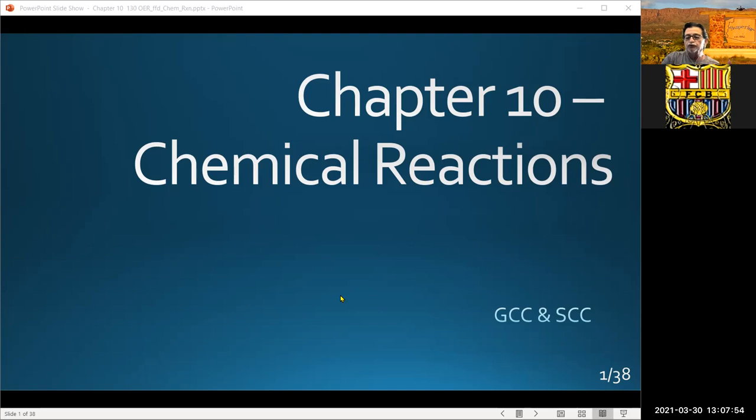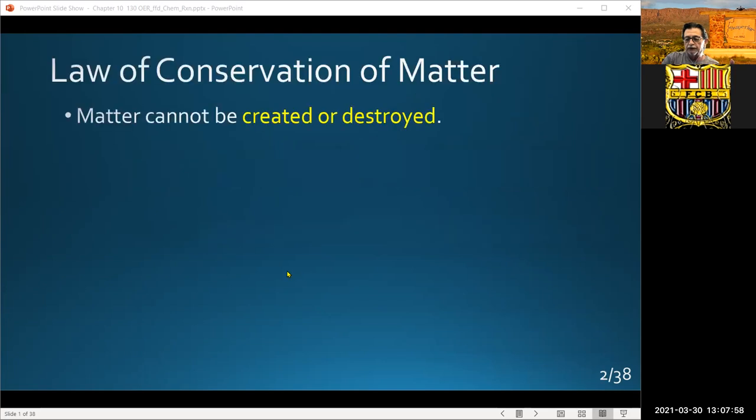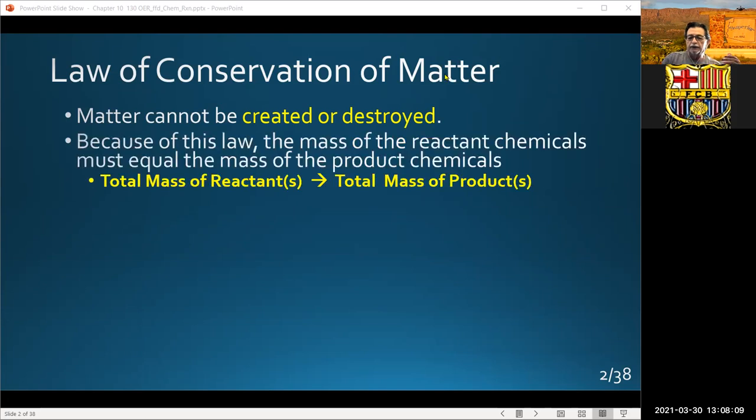And along the lines of that, we're going to talk about how to balance chemical reactions. Now, why is it that we're balancing chemical reactions? Well, that's because of one of the basic laws of physics and chemistry, and that is the law of conservation of matter. That matter is neither destroyed nor created. We are, in effect, just taking the matter that we have and putting it into another form.